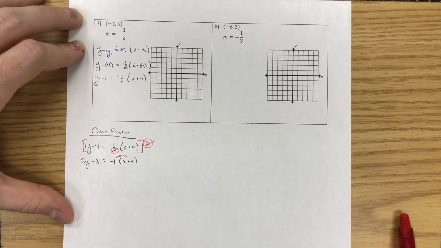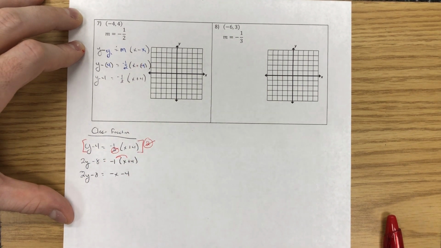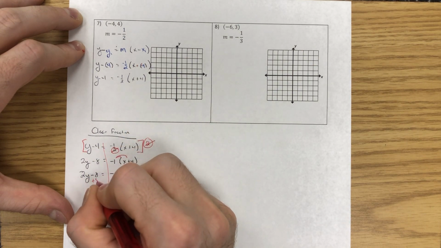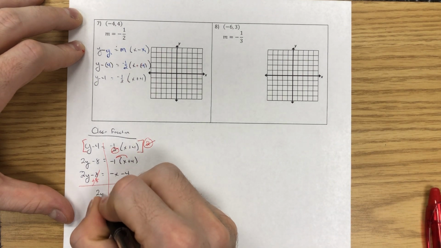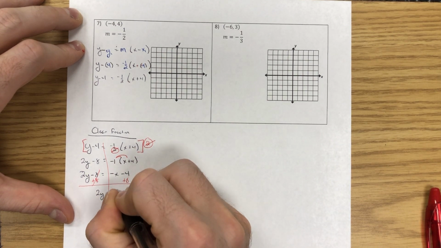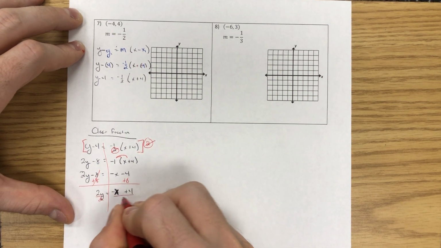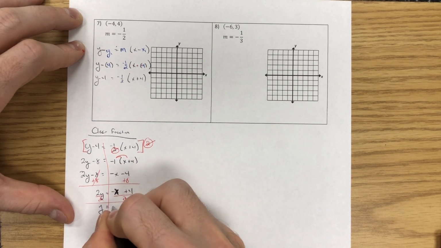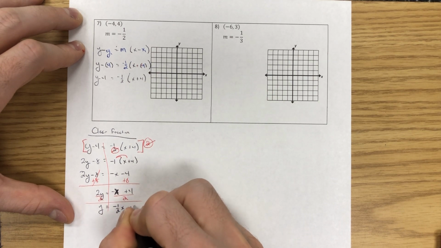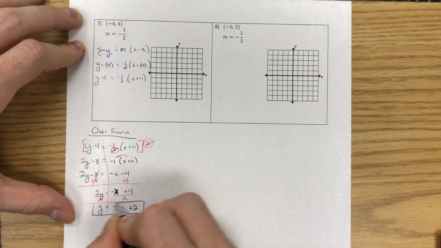So distribute my negative 1 to get y minus 8 is equal to negative x minus 4. Then I would add my 8, which would cancel that out over there. I get 2y is negative x plus 4. The last thing I would do is divide everything by 2, which would cause me to say y is equal to negative 1/2 x plus 2, because negative 1 over 2 x, and 4 over 2 reduces down to 2. And I'd end up with this.